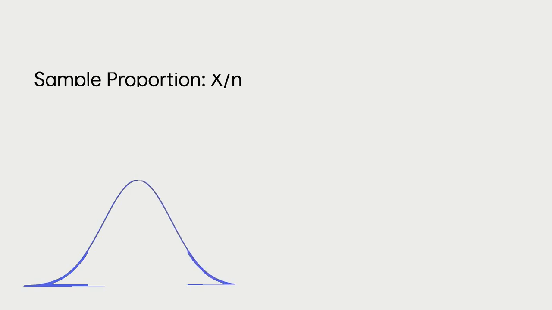One last point that ties everything together. If x is binomial, the sample proportion x over n is approximately normal for large n. That is why normal distributions appear in confidence intervals and hypothesis tests for proportions. The binomial is underneath, but the normal shows up on top once the sample is large.